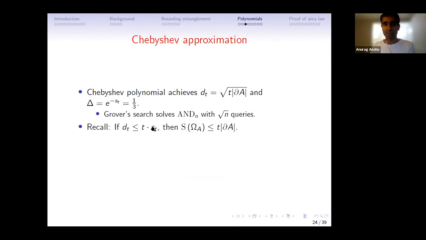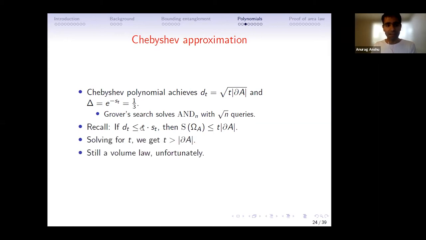So let's recall our condition: d is less than t times the approximation, and let's try to play with these numbers. If I want to satisfy this condition, I put these numbers in, and you see that root t times area must be less than t times a constant, which says that t must be large. T must be as large as the area itself. So if I look at the result which was shown earlier, the entropy is t times the area, I find that entropy is the volume. So it still gives the volume law.